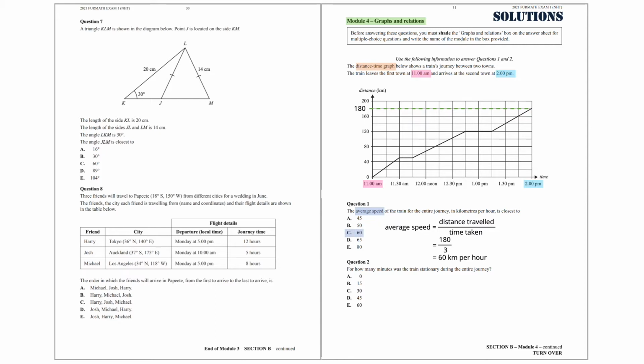Question 2. For how many minutes was the train stationary during the entire journey? The train was stationary from 11:30 to 11:45, that is 15 minutes, and then from 12:45 to 1:15, that is 30 minutes. So 15 plus 30 equals 45 minutes. So the answer we're after is option D.